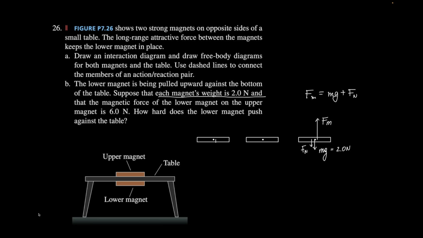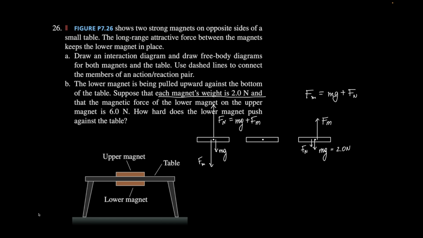Again, it's going to have our 2 newtons downward, which is mg, and the same magnetic force, which is now downward for this one. Because of that magnetic force attracting the magnet to the table, it's pressing into the table. So the weight is pressing into the table, and the magnetic force is pressing into the table. Therefore, the normal force from the table is going to be equal to those two. So the normal force equals mg plus the magnetic force.